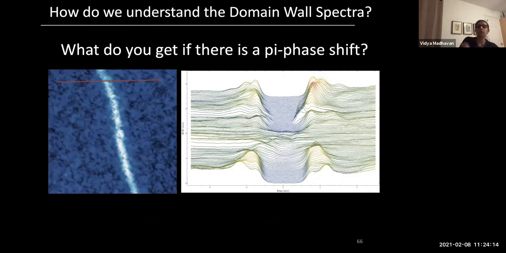So the question is, what is this? Why do you get this very flat density of states? So Vidya? Yeah.